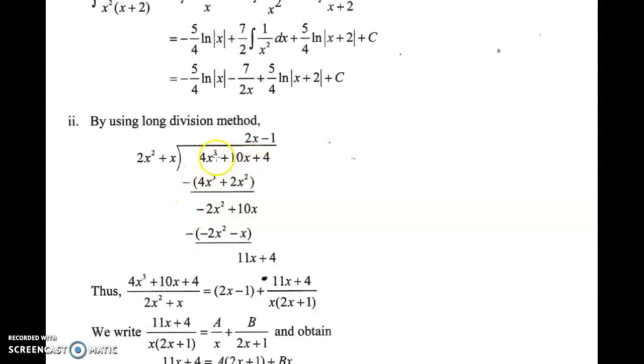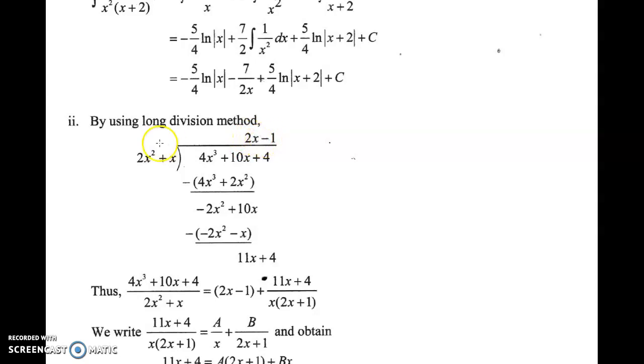Then you don't have x to the power of 2, so we just say 0 minus 2x to the power of 2 will give you negative 2x to the power of 2. And then we'll take down 10x, so we have negative 2x squared plus 10x. So how to get negative 2x squared?